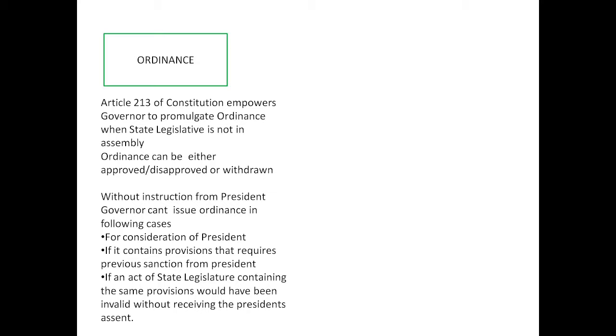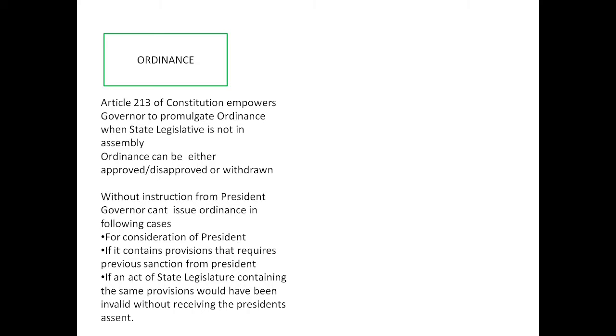Without instruction from the president, the governor cannot issue an ordinance in the following cases. If he thinks it deserves the consideration of the president, he can send it to the president. Or if it contains provisions that require previous sanction from the president, he has to send it to the president mandatorily. Or if a state legislature bill containing the same provisions would have been invalid without receiving the president's assent. In some situations, it is prescribed that it must get the president's approval. In these situations, it has to be sent to the president.